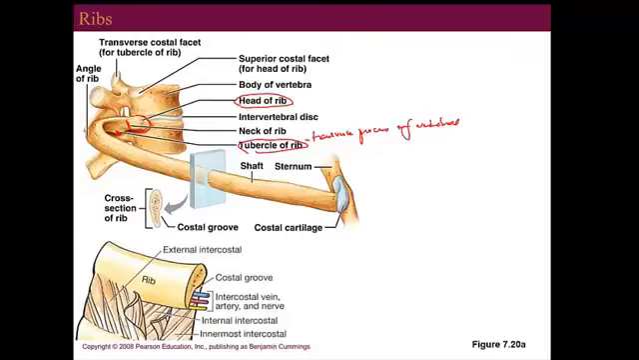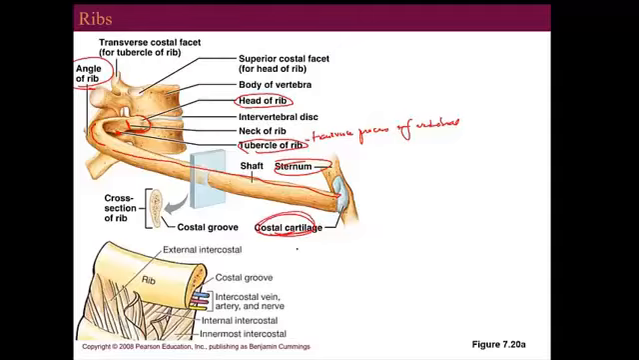Now, the part here at the corner is going to be the angle of the rib. And then it proceeds anteriorly and connects to a cartilage called costal cartilage. That costal cartilage is the one that will attach to the sternum. So this is going to be your sternum. The rib bone does not directly connect to the sternum. They attach to a cartilage that is hyaline, and that's called the costal cartilage.